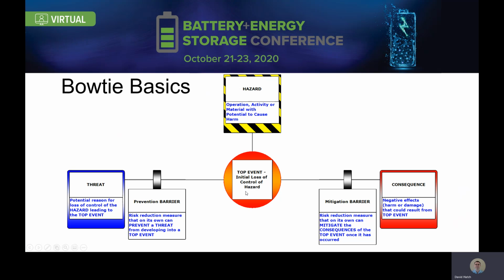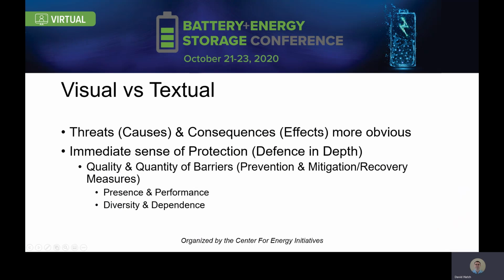The top event or loss of control is caused by various threats, and we prevent the threats leading to loss of control with prevention barriers, and we reduce the impact of the consequences with mitigation barriers. Bow ties offer a more powerful representation. Threats and consequences are more obvious, and we have an immediate sense of our defense in depth. What type of barriers do we have? What are their relationships, for example?